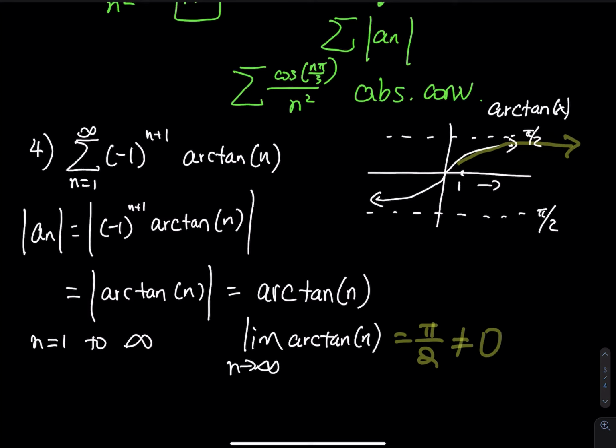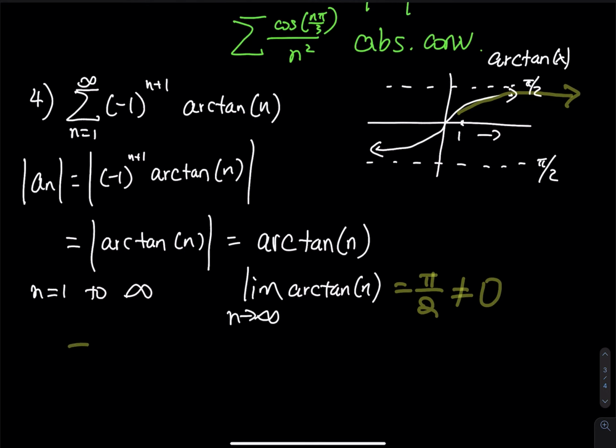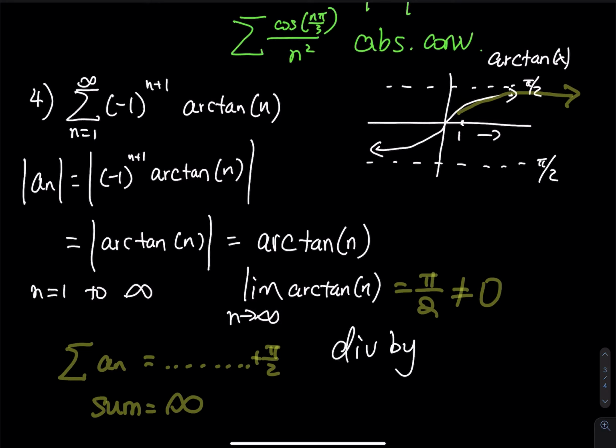So pi over 2 is not equal to 0. And then what does that mean? You have a series of a_n, and if you look all the way to the last term, you see that you are still adding pi over 2 or some numbers close to pi over 2. That means you are still adding some values to the sum. As a result, the sum is going to be really, really big. Then what is your conclusion? The conclusion is, since the limit is not equal to 0, the series diverges by the nth term test.